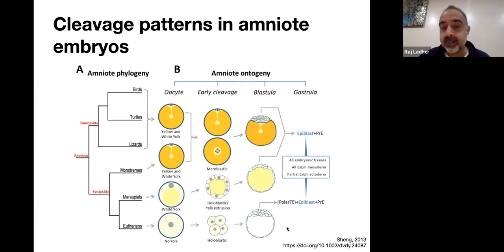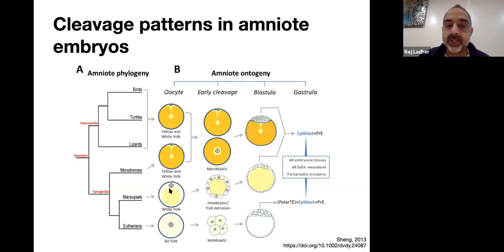So mammalian embryos, I think we've all talked about this, form a blastula like this. They have no yolk. Their cleavage is holoblastic. They'll form a blastula like this. And because they have no yolk, of course, there's no topology that we need to think about when we're thinking about yolk.